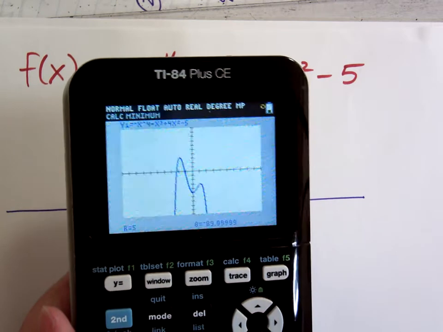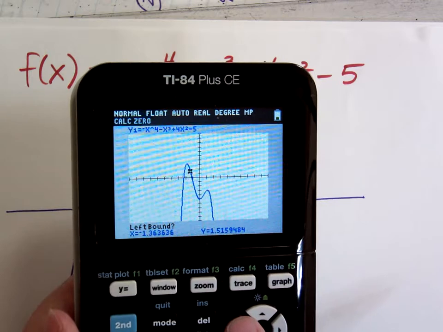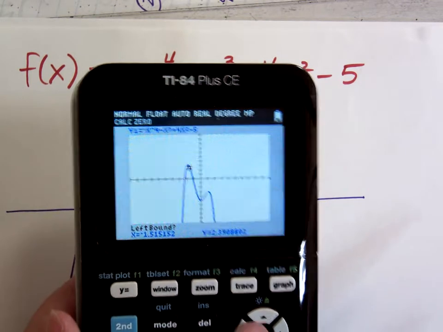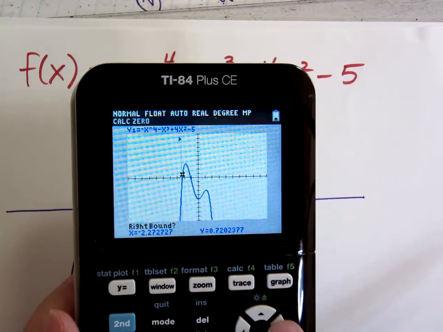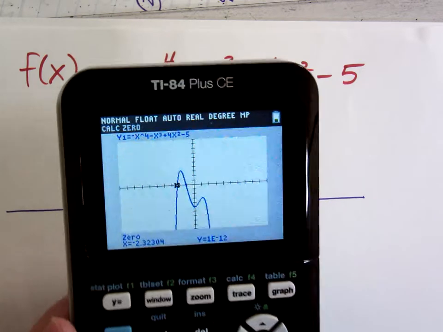0 is 2. So left boundary means I have to decide which 0 I'm trying to find. First one I'm going to go from left to right. So I'm trying to find this one on the left. I go to the left of it using the left arrow, press enter. Move to the right of it using the right arrow, press enter. And then for guess, I get it.